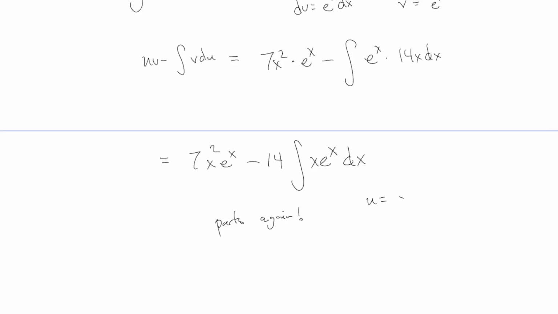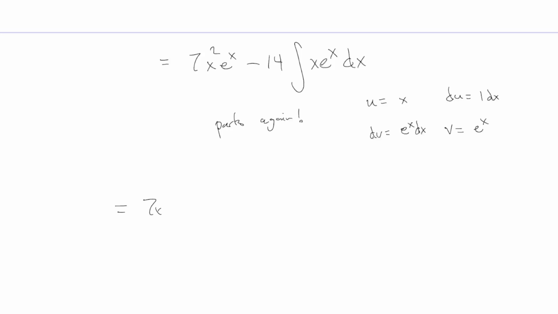Again, I choose my parts. Here I choose u equals x, dv equals e to the x. And then the du is 1 dx. The v is e to the x. And I do my parts again. So this now becomes 7x squared e to the x minus 14. That's from before. And now I go uv minus integral v du. This is the parts formula for the second time, where this time I'm using this new version of u's and v's, right?